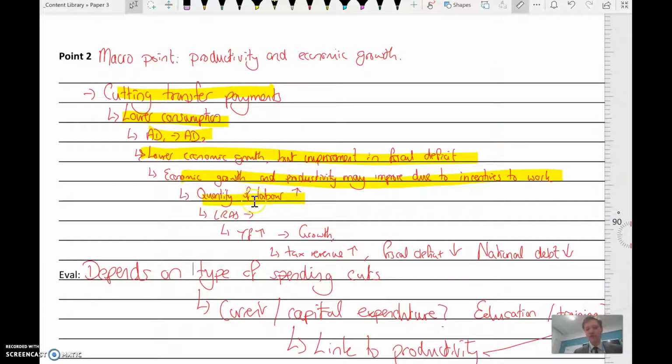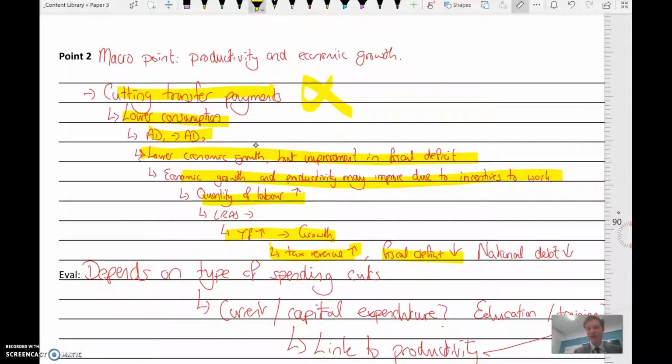And so the quantity of labor rises, LRAS shifts right, and you might get some growth as a result. Now, the result of both of these, we've got to remember to link back to the question again, is that tax revenue is going to rise because you've cut transfer payments, you've cut spending, but also your growth will result in greater tax revenue as well from more people working and paying income tax.